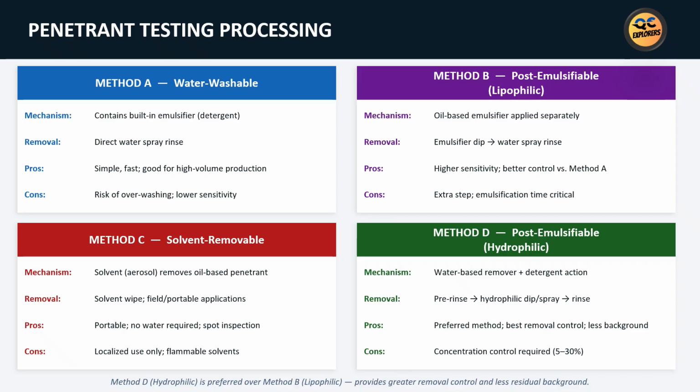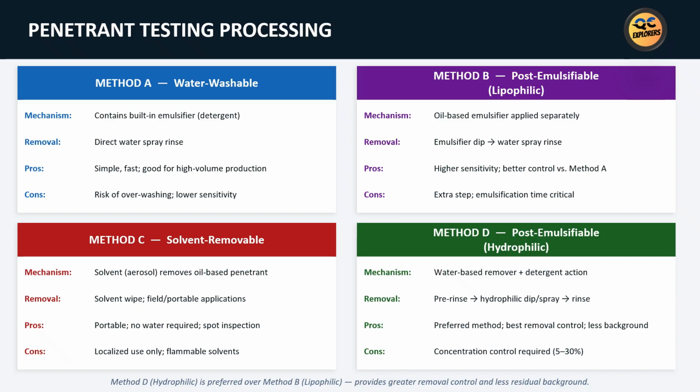Now, Method B, post-emulsifiable lipophilic. Here, a separate oil-based emulsifier is applied before water rinsing. This provides better removal control compared to Method A. But emulsification time becomes extremely critical. Too little time, surface penetrant remains. Too much time, penetrant inside the discontinuity may also be removed. This timing control is a very important exam concept.